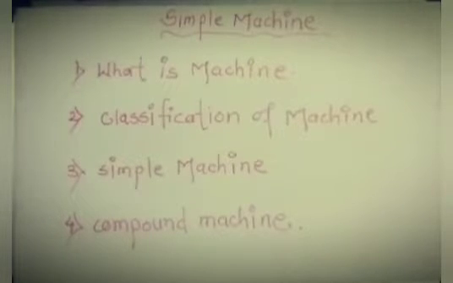A machine is a device which is used to perform a certain defined task, or we can say a certain prescribed task. In simple language, we can say that a machine is a device which is useful to perform some work. So it is nothing but a simple machine.